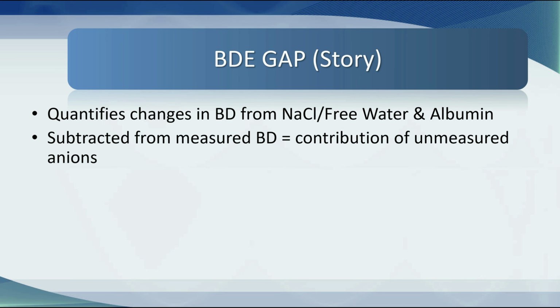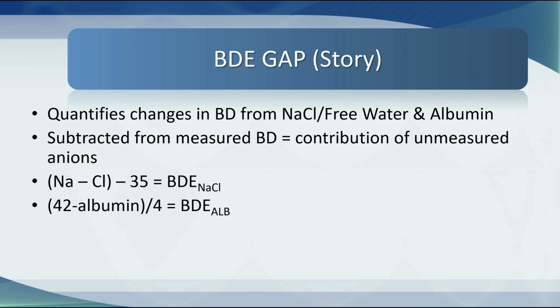The calculation is really simple, and I do this all the time on the back of an envelope. It's the sodium minus the chloride minus 35, and that's the base deficit or excess for sodium, chloride, and free water. The second calculation is where you look at the alkalinizing effect of albumin, and this is 42 minus the albumin divided by 4. You're familiar with this number already, and that's the base deficit or excess for albumin.